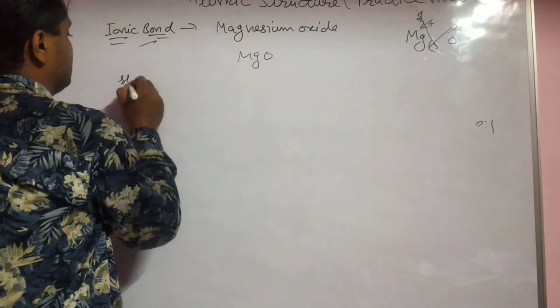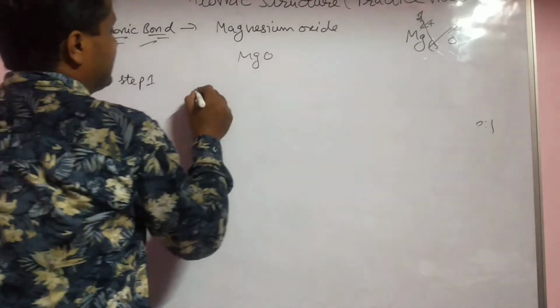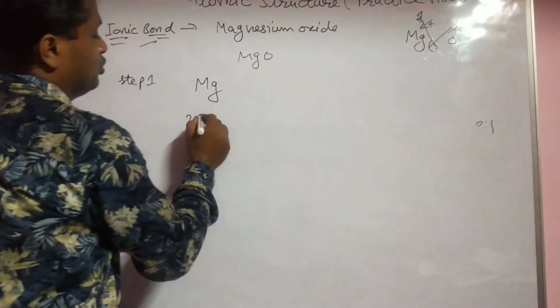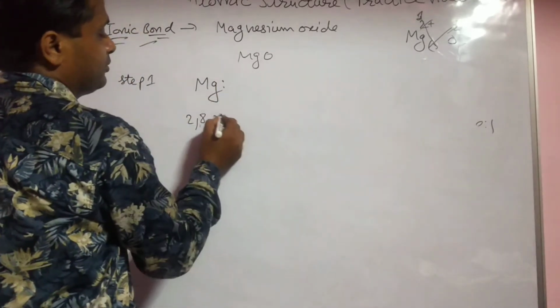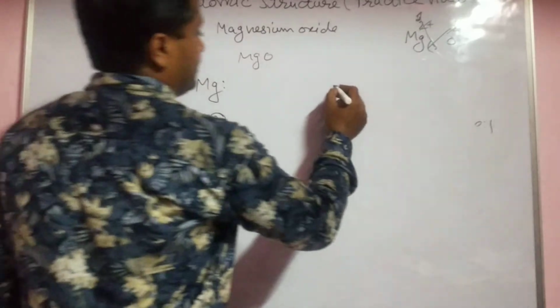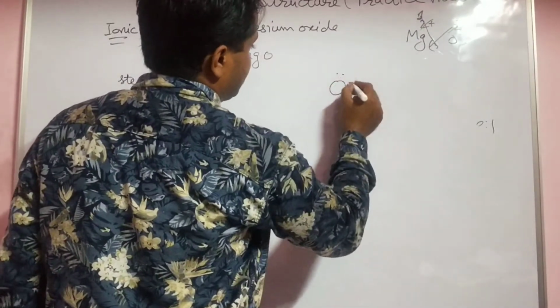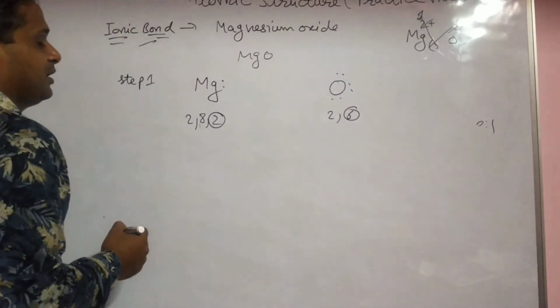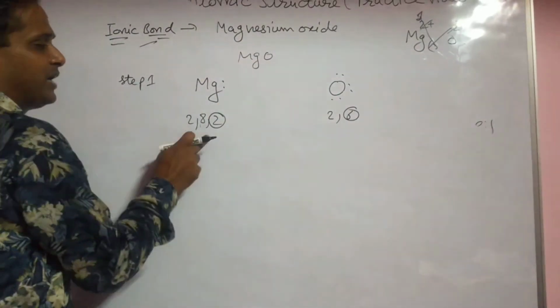Yes, step first. Magnesium 2 8 2. So in Lewis, valence shell 2 only. Oxygen has 6 valence shell electrons. Yes, 2 8 2 and 2 6. Atomic number 8, atomic number 12.